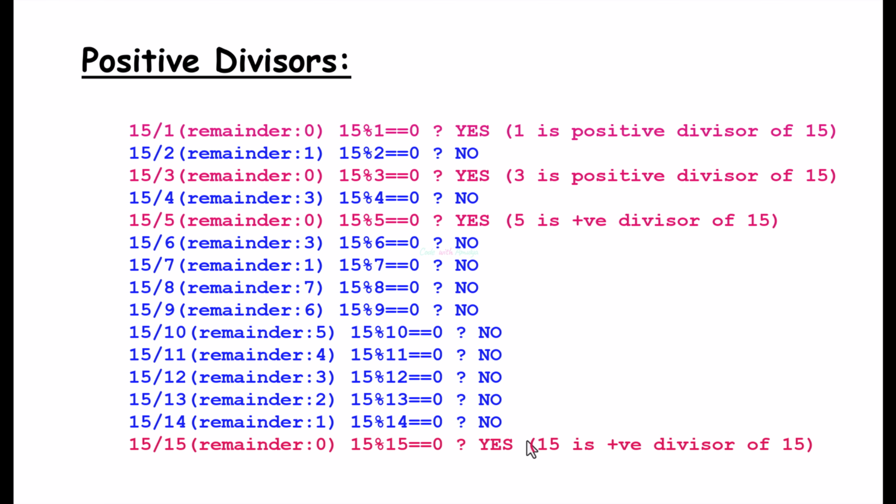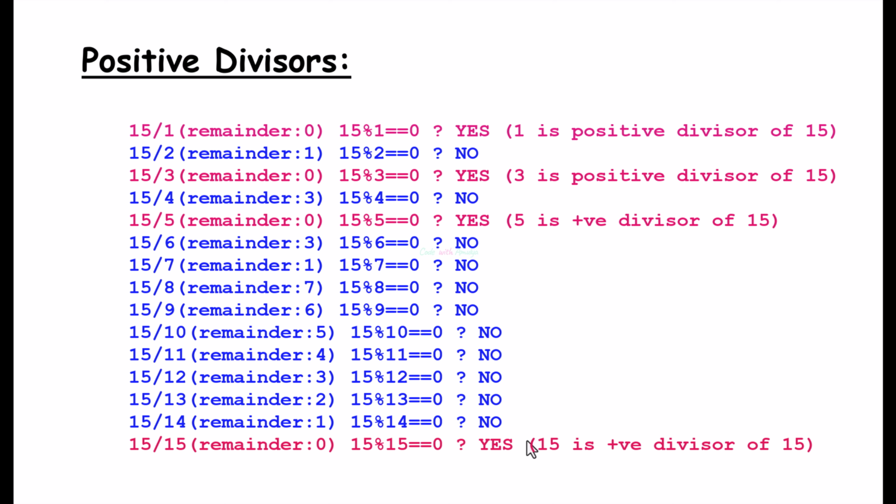For example, let's take 15. Our number is 15. So to find all the positive divisors of 15, we need to start from 1. Let's divide 15 by 1 and check for the remainder. If the remainder is 0, then 1 is a positive divisor of 15. Then 15 divided by 2, check for the remainder. The remainder is not 0, so 2 is not a positive divisor of 15. We need to do this till 15. Here we can see 1, 3, 5 are the positive divisors of 15. This is how to check the positive divisors of a given number.